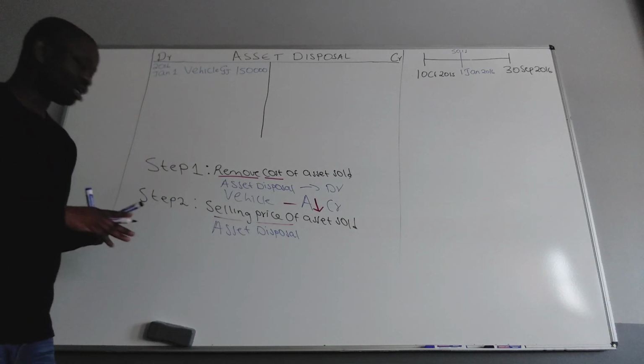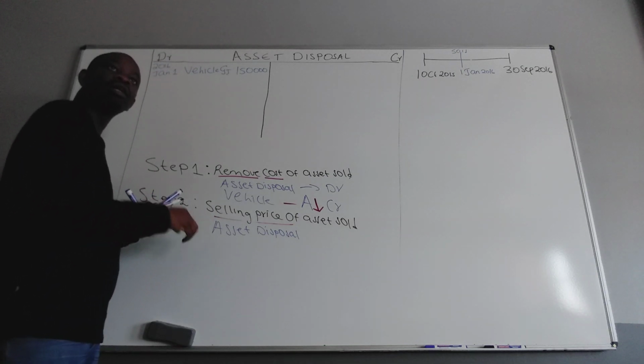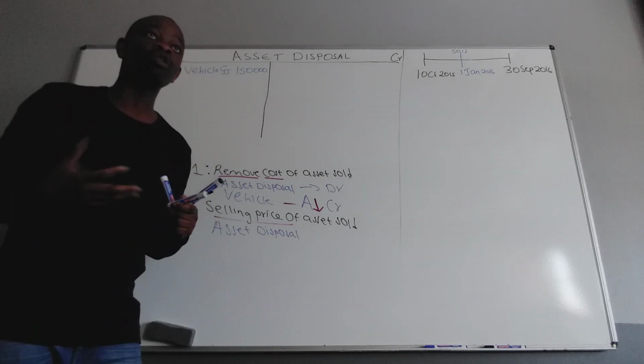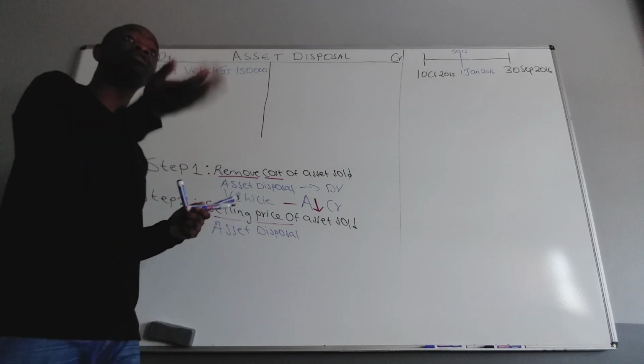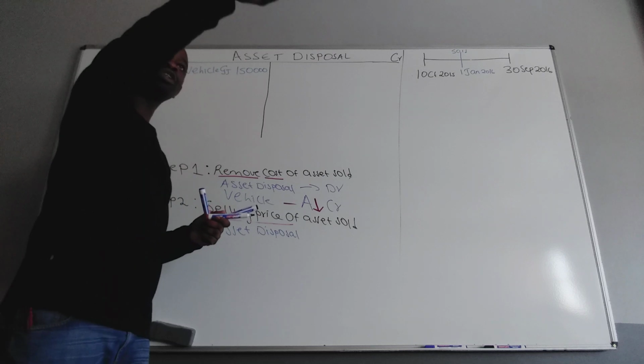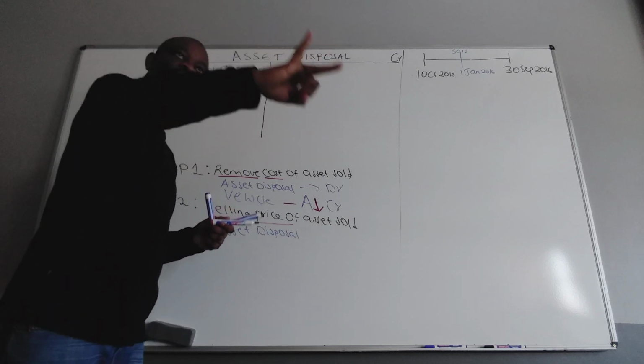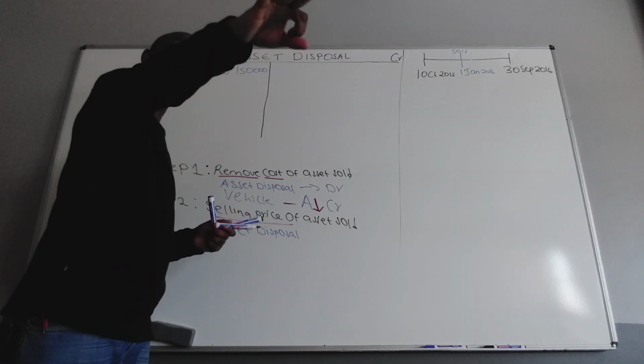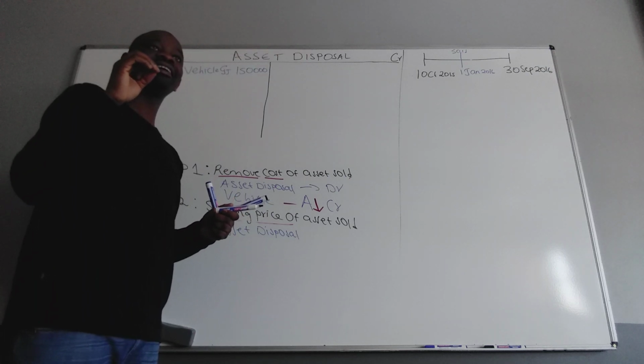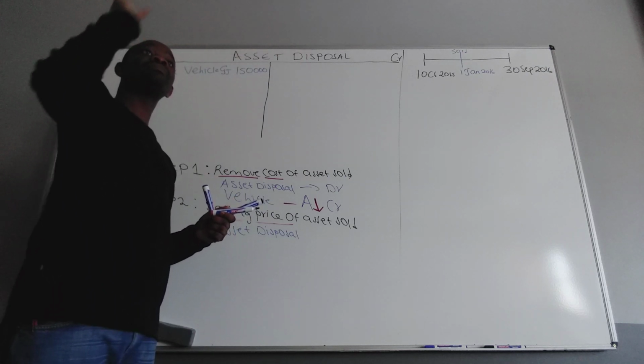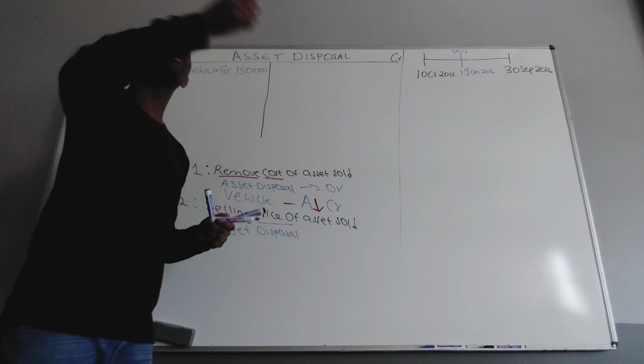But be careful here. We are recording what? The selling price. We have got different ways of selling the asset or of getting rid of the asset. Sold on credit, sold for cash, trade in. Sometimes we donate, sometimes we take for own use.